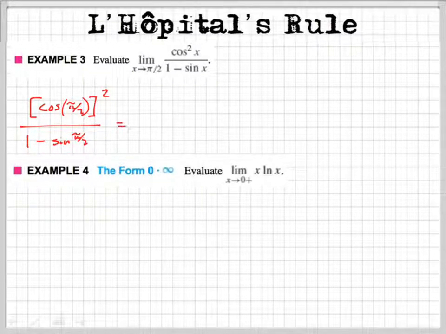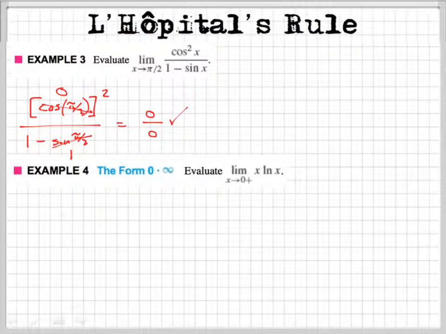All right, so let's see what we get. What is cosine of pi over 2? That's just a 1, right? Is it? No, that's 0. This is 0. 0 squared is 0. And on the bottom, I have sine of pi over 2 is 1. So I have 1 minus 1 is 0. Okay, so we got indeterminate form.